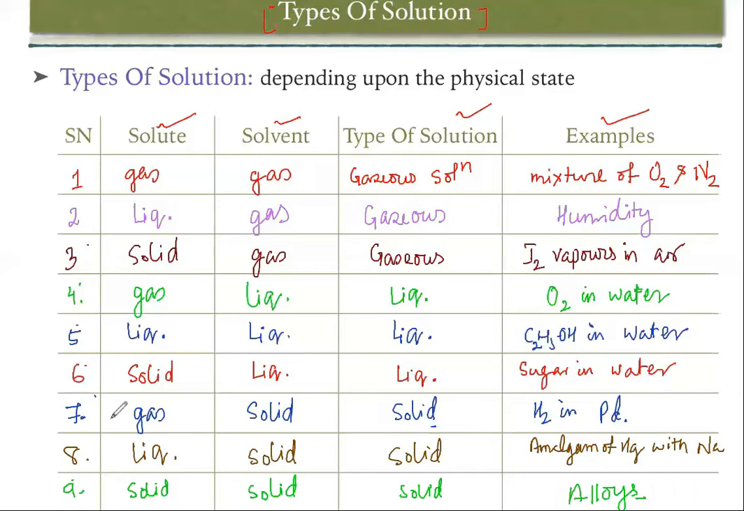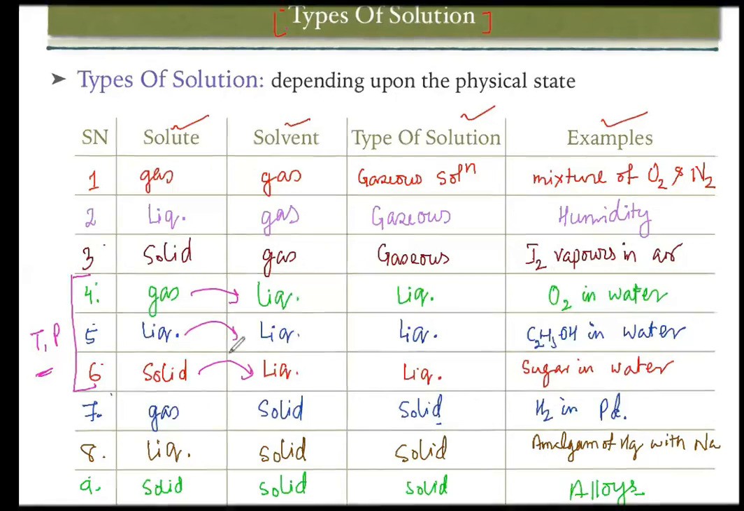From these types of solution, our main focus will be on 4, 5 and 6. That is, gas in liquid, liquid in liquid, and solid in liquid. We are going to study how temperature and pressure affect these types of solutions.